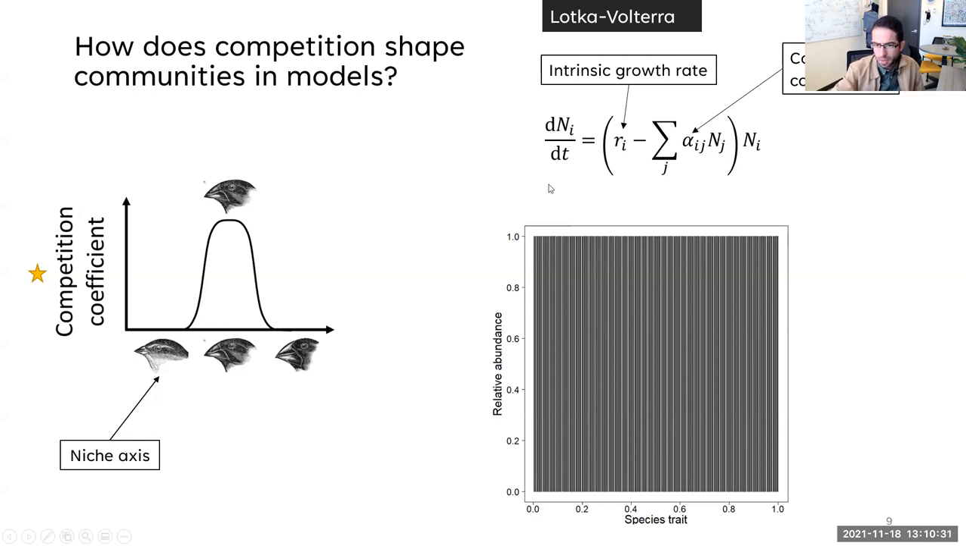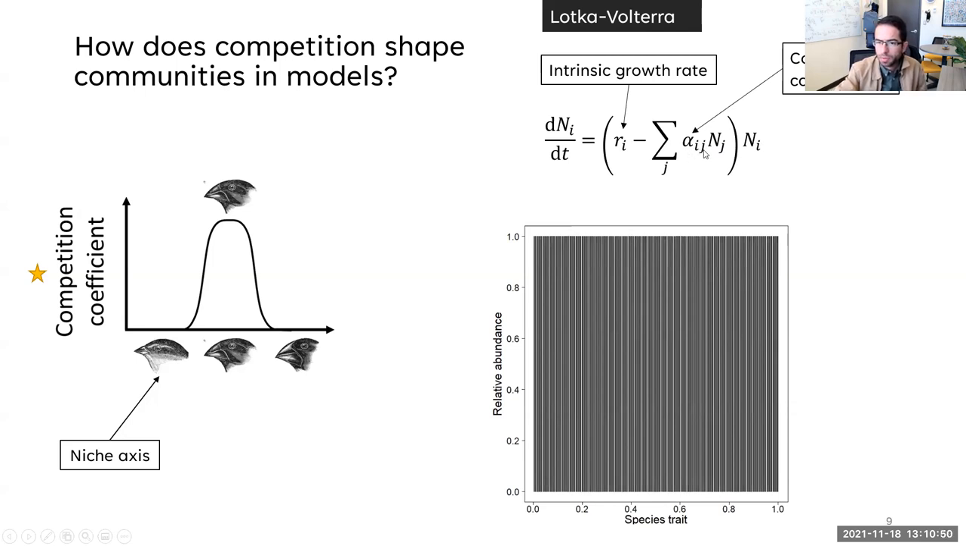So you have some kind of regulated growth here. That regulation comes from the abundances of every species in the community. And the constant that relates the competitive impact of species j on species i is called the competition coefficient. That's the star of our model here.